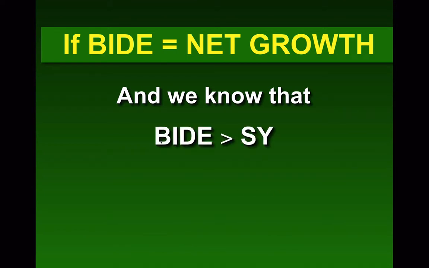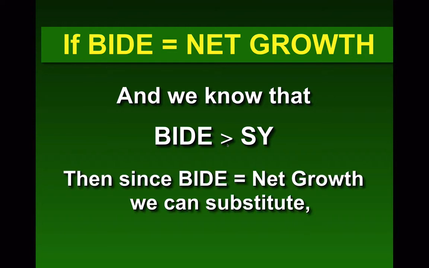So we know that BIDE has to be greater than sustained yield, and that BIDE is also equal to net growth. I usually use a greater sign here, but there are times, as I said before, that you will want to hold it right at the same population level and not let the population grow. So then we want it to stay equal. We want to harvest what's left over.